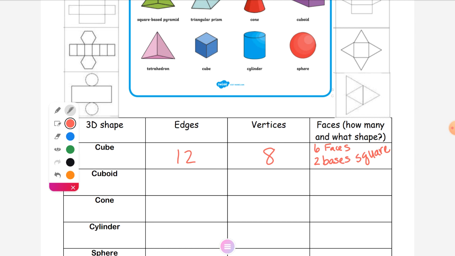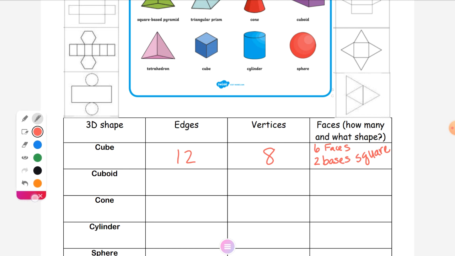Okay, the next one is a word that I left in there. I didn't change it because I wanted you to see it. A cuboid. Most people think that that means cube if they see it. That word shows up more in the upper grades, but it just means rectangular prism. So under cuboid, I want you to write rectangular prism.